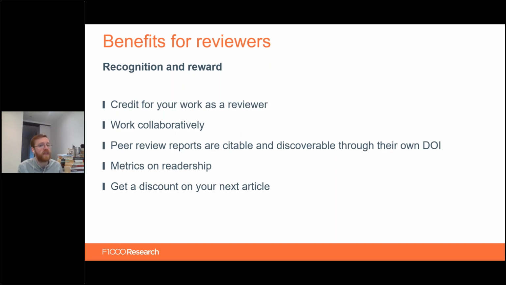Finally, as is the case with most open access publications, F1000 Research requires article processing charges. So there are fees to publish, which I don't really deal with from an editorial perspective, but reviewers on F1000 Research do get a 20% discount if they go and publish their own research on our platform. So that's a fringe benefit on top of the scholarly benefits, but for people interested in open access publishing more generally, this is a way of further engaging with the model, I suppose.